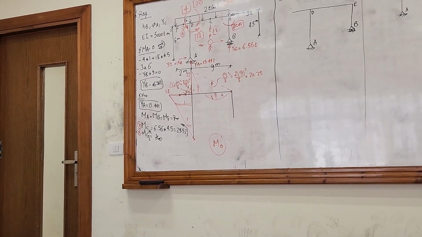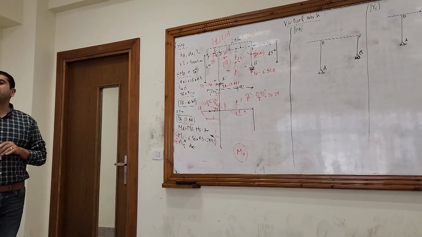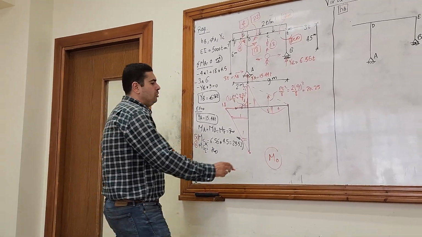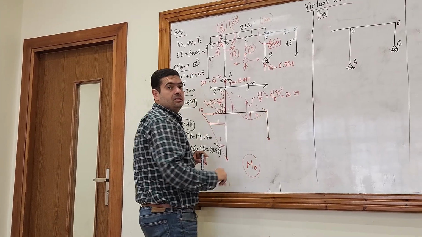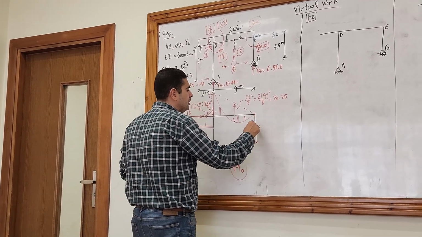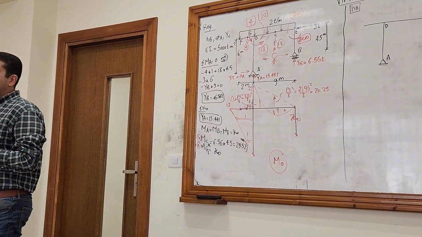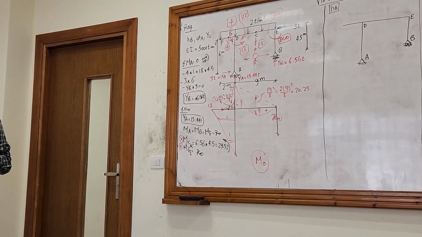Okay? What about the last member EB? No moment on EB. Why? The moment at B is 0. The moment at E is 0. So no moment here. So this will be my bending moment diagram, and I name it M node. Okay?